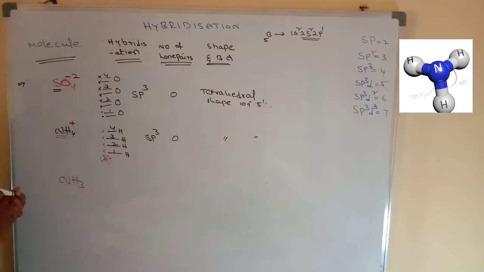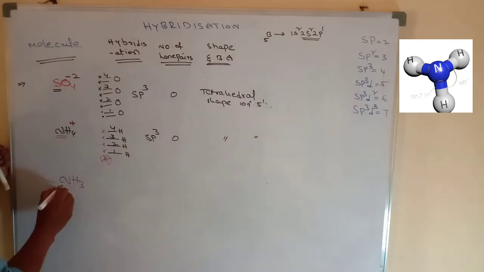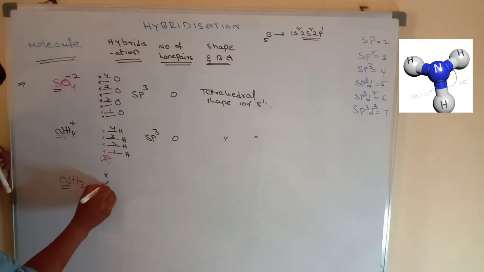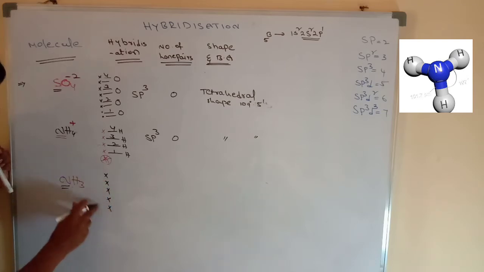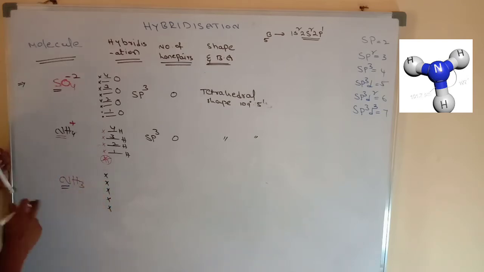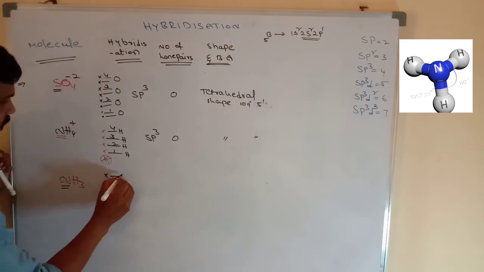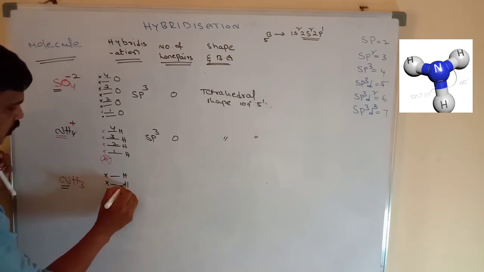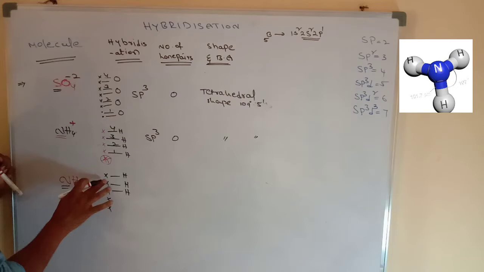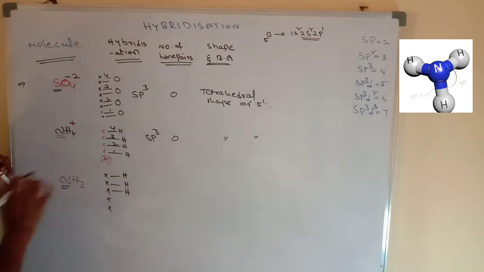Now I want to discuss ammonia. In ammonia, again nitrogen belongs to the fifth group, so write 5 dots: 1, 2, 3, 4, 5. 5 dots. How many hydrogens are there? 3 hydrogens. I am giving each dot 1 hydrogen.